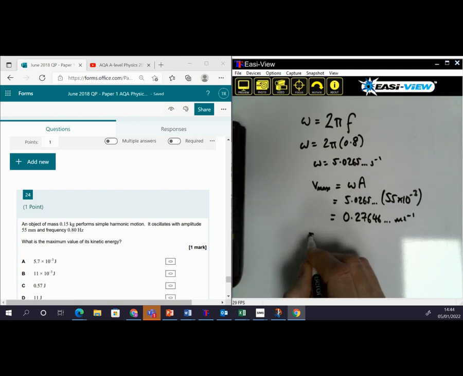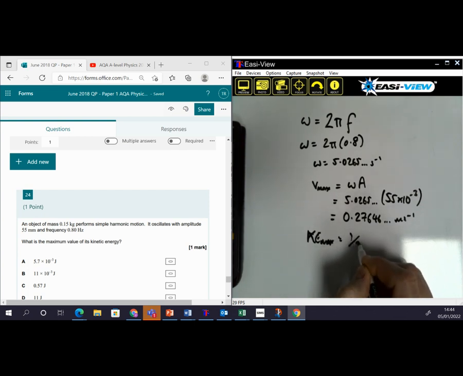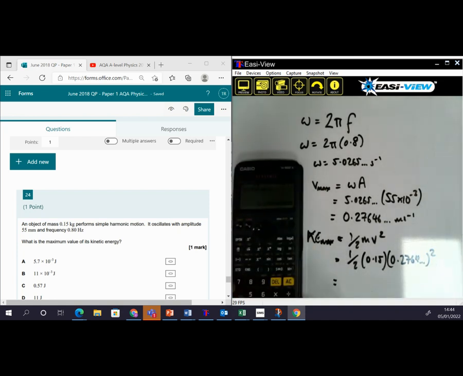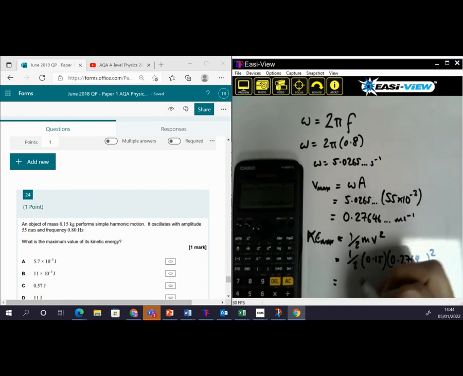Not finished yet. Now I've got the maximum velocity, I want the KE maximum. So the KE maximum is a half mv squared, where v is v max. And the m I've been given in the question is 0.15 kilograms, multiplied by 0.2764, etc., all squared. Don't forget to square it. I've still got that velocity value in my calculator. So square that, multiply by a half, and multiply by 0.15. And I get that the maximum kinetic energy is 5.7 times 10 to the negative 3 joules.